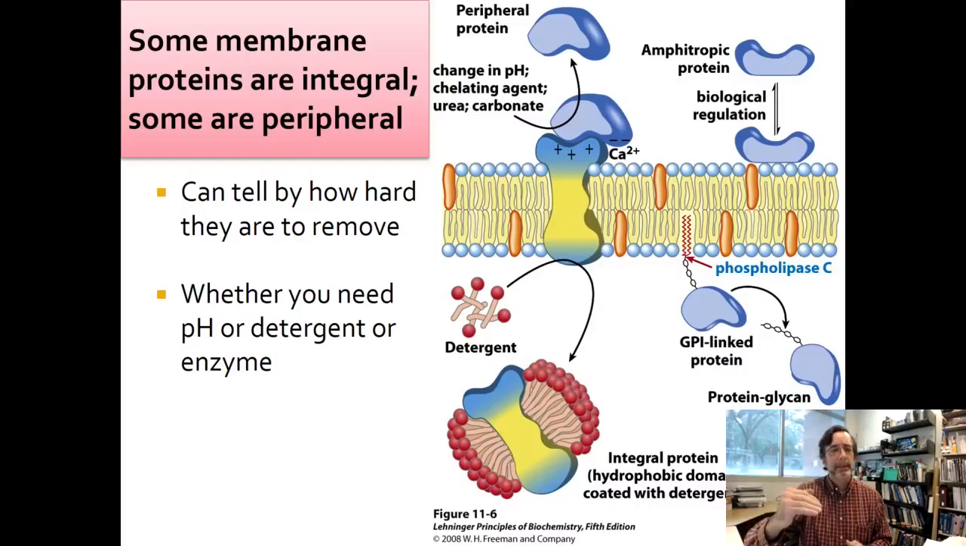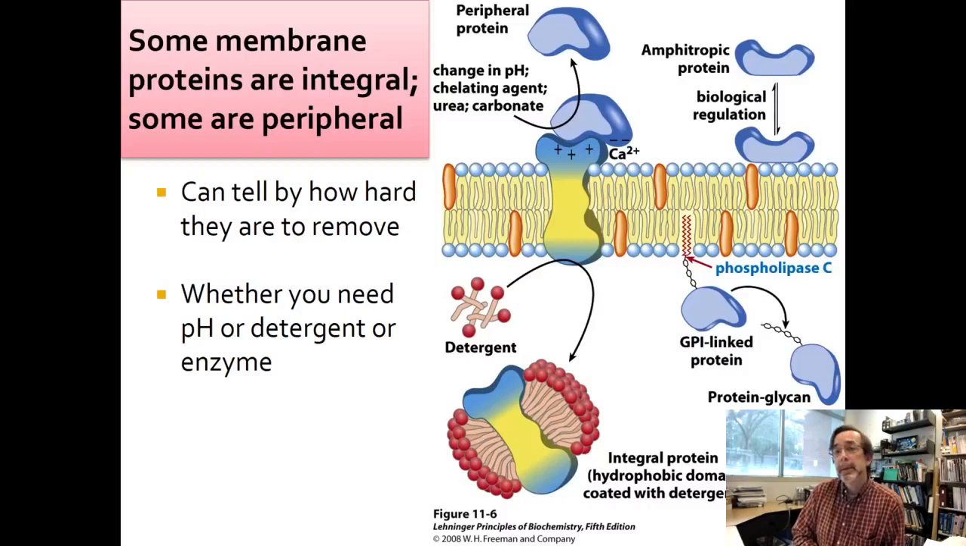The ones that just sit on the membrane are called peripheral, and they're only going to interact with the charged head groups, maybe phosphates, maybe the other groups that they have. But they are not going to have big stretches of hydrophobic residues, and they're going to be pretty easy to remove from the membrane and purify out. If you can only remove a protein from the membrane by using detergent, then you can tell it's an integral protein.